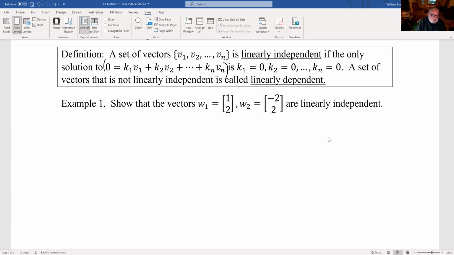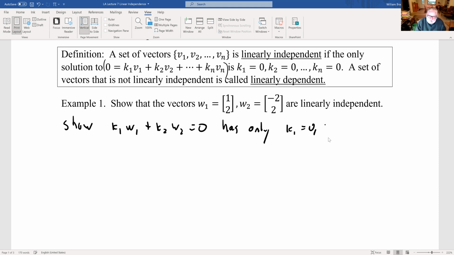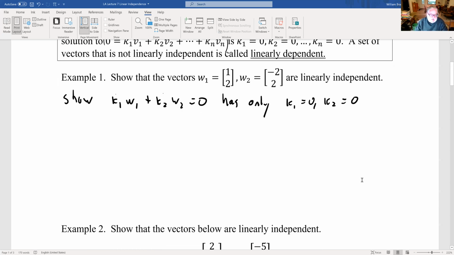Well, the equation is... we want to show that this equation has only these solutions. Remember that K1 and K2 are variables here. W1 and W2 are two known vectors, right? We know what W1 and W2 are. So what is this equation?